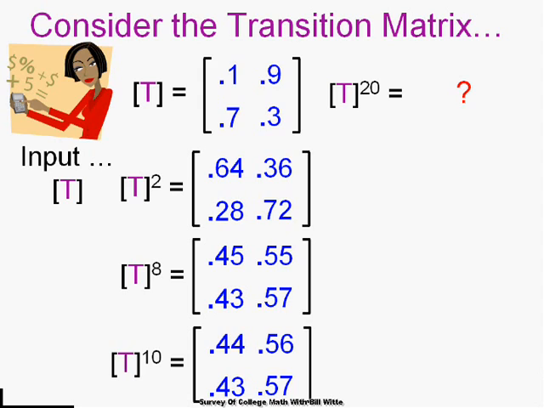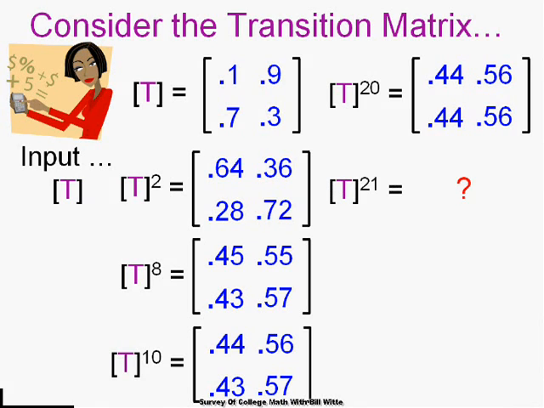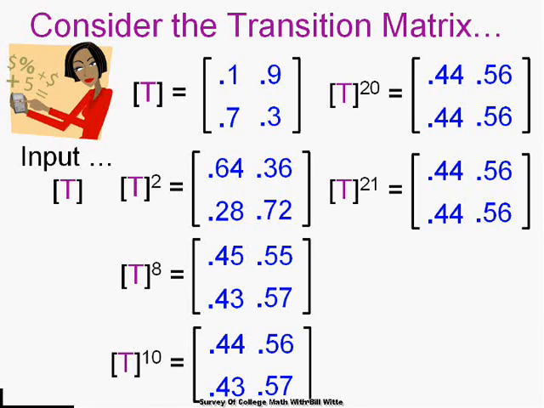If it can do to the 10th, we might as well go for it all. Let's do c to the 20th, or t to the 20th. And look what you get. See anything? The first row is the same as the second row. Let's try to the 21st. And the 21st is the same as the 20th.